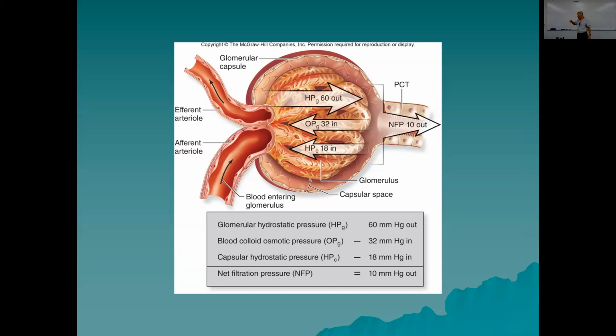But if you add up the osmotic pressure and capsular hydrostatic pressure and subtract it from blood hydrostatic pressure, you get a force, a net filtration pressure out. So the net force is pushing fluid out of the capillaries into the capillary space and then into the proximal convoluted tubule.